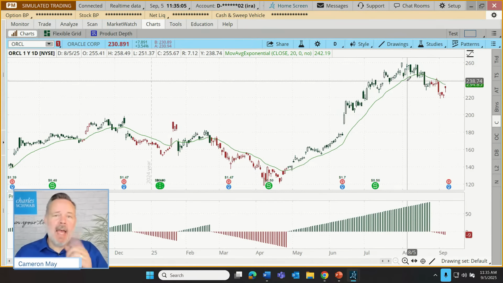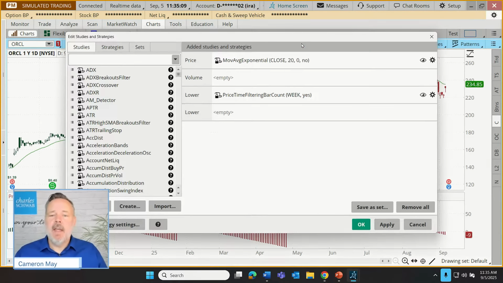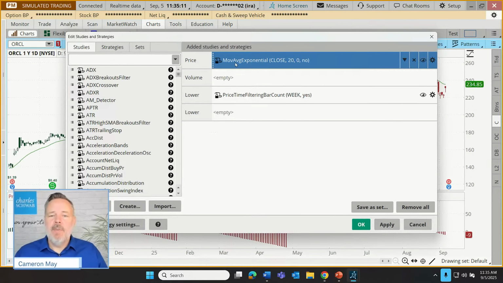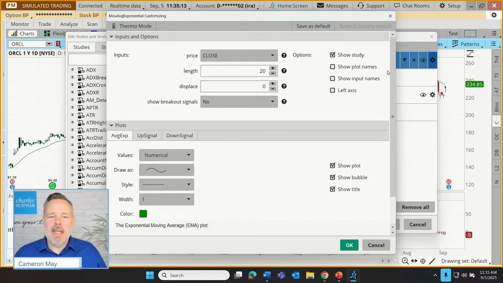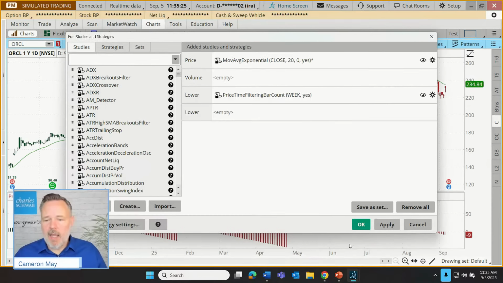But I want to add trade signals to my chart. How do we do that? Do you know how to add trade signals to an indicator? We'll go back up to the indicator. Let's go to our moving average. I'm going to edit that, and I want to show breakout signals. We might think about that as, if we're using breakouts as trade signals, show trade signals. So let's change that to yes, and click OK, click apply, and we're done.